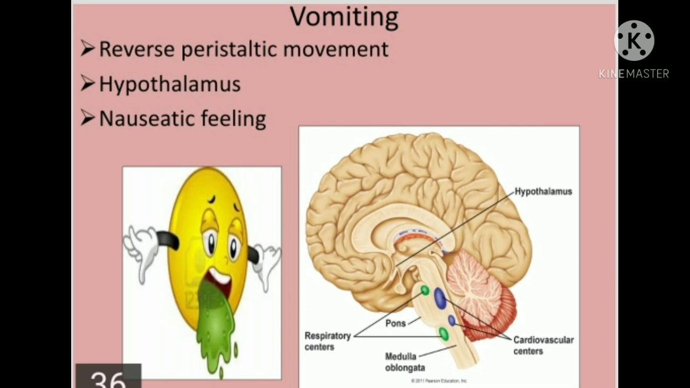In this condition, the stomach contents are thrown out of the mouth due to the reverse peristaltic movement of the gastric wall. It is controlled by the vomiting center of the medulla. It is typically associated with a nauseating feeling. There is more about vomiting we will see. So it's a reverse peristaltic movement.